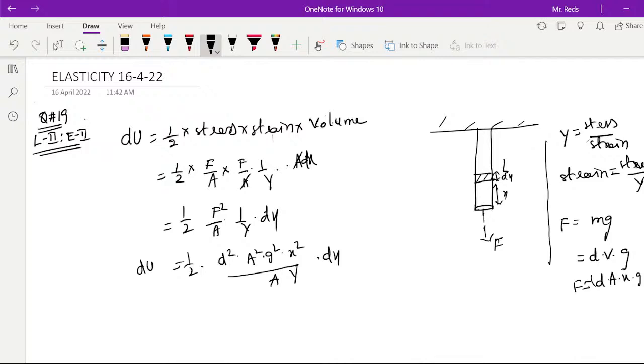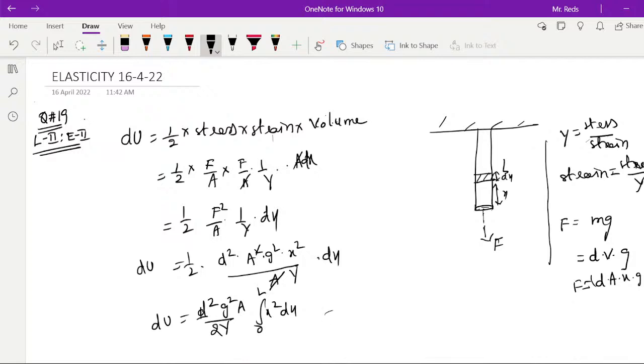Here if you observe again, A square is there, A is there, this you cancel out, you get only one A here. Therefore dU is equal to d square g square A by 2Y into x square, where x is a variable. x will change as you go from here to here. From 0, if you go to the end, x becomes L. So you can write it as the integral of x square dx, where x goes from 0 to L.